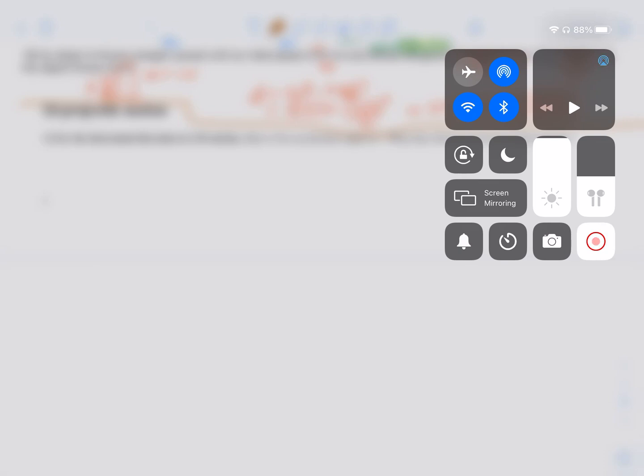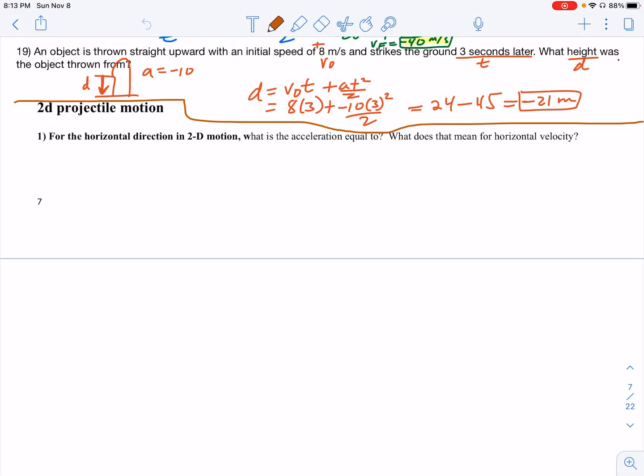Okay, guys, I'm going to do the third review session right now, and I'm on page 7, 2D projectile motions. Okay, so here's some concepts we start out with.